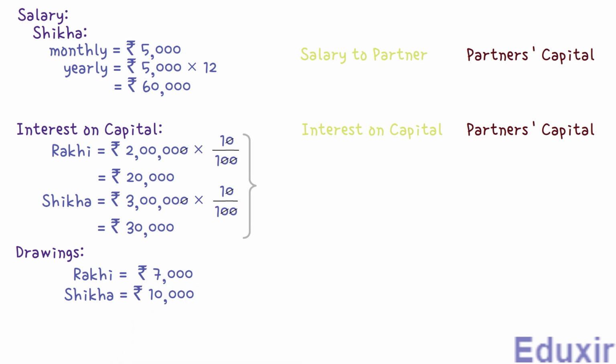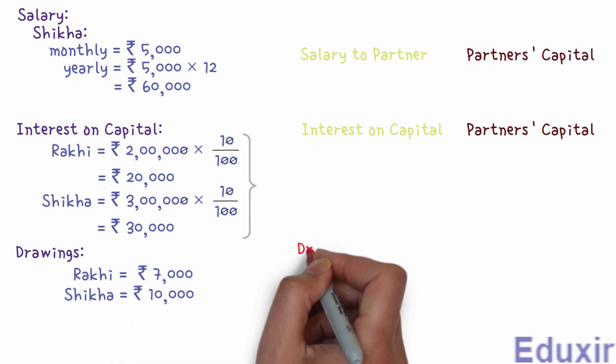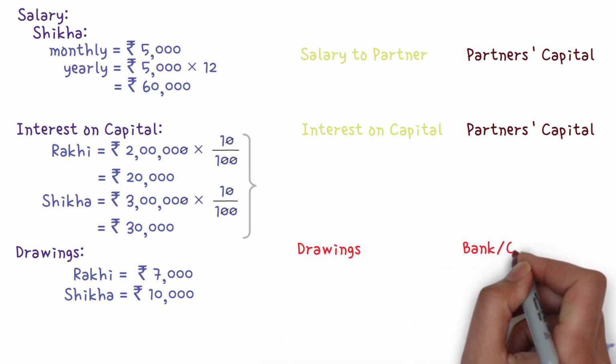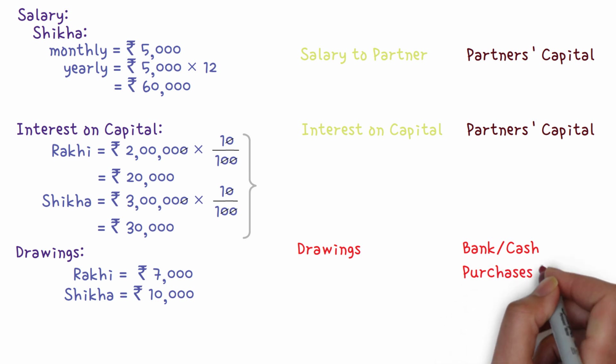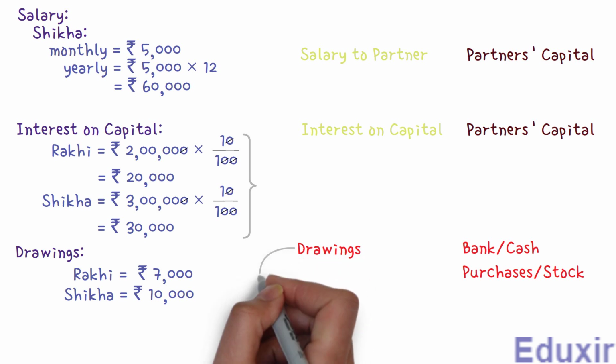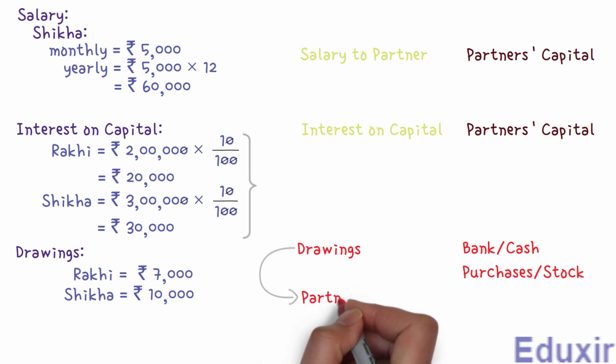When there are any drawings made, we should debit the drawings account and credit the bank or cash or purchases or stock accounts. Remember that the drawings can be in the form of cash or through bank or it could be in the form of goods. As the preparation of any of these accounts is not in the scope of this problem, let's leave out these entries. Note that after posting the drawings related entries into these accounts, the drawings are transferred to the partner's capital account.